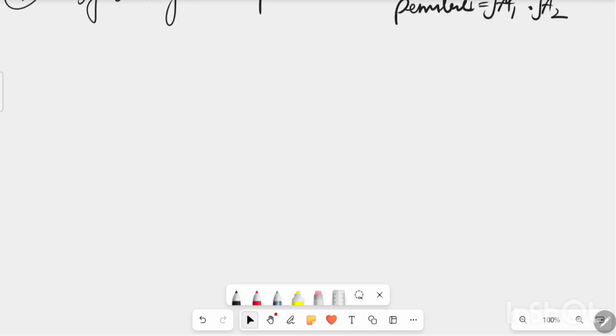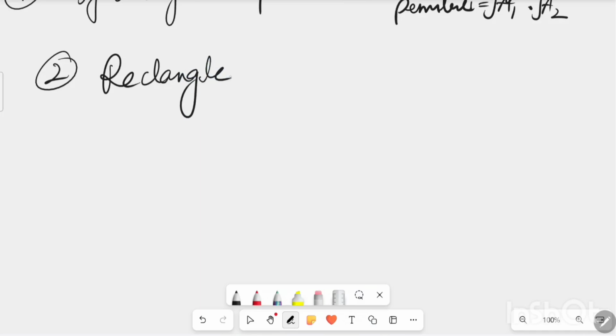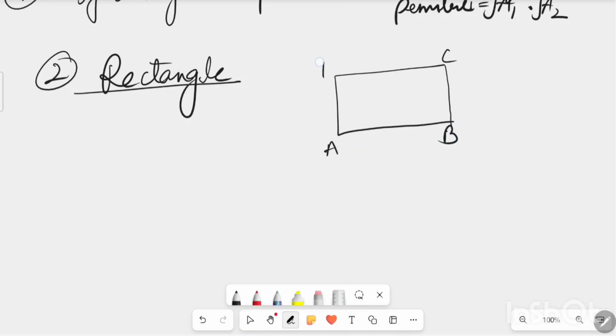Now the next quadrilateral is the rectangle. Number 2 is rectangle. A rectangle is a parallelogram with opposite sides equal and each angle measuring 90 degrees. This is L, this is B, this is diagonal D.